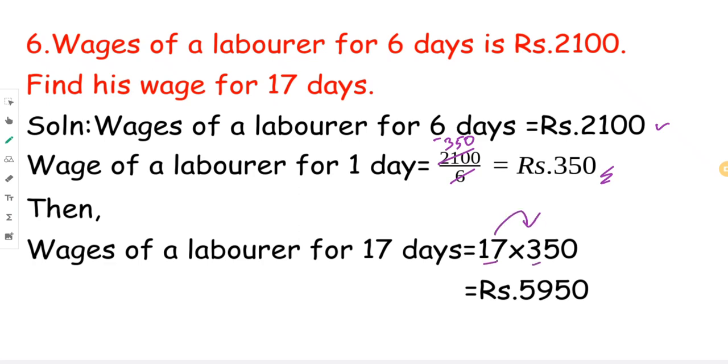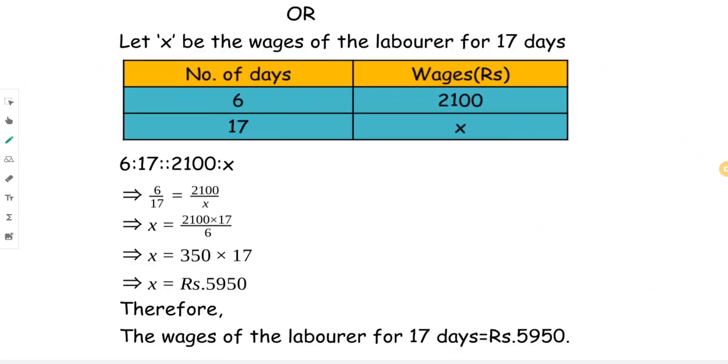So 17 into 350. Let us find out by multiplying. 7 5s are 35, 7 3s are 21, then 22, 23, 24, then 1 5, then 1 3, right? I'm going to get here 5 9 5, and then the 0 will come down. So how much does he earn in 17 days? 5,950 rupees.